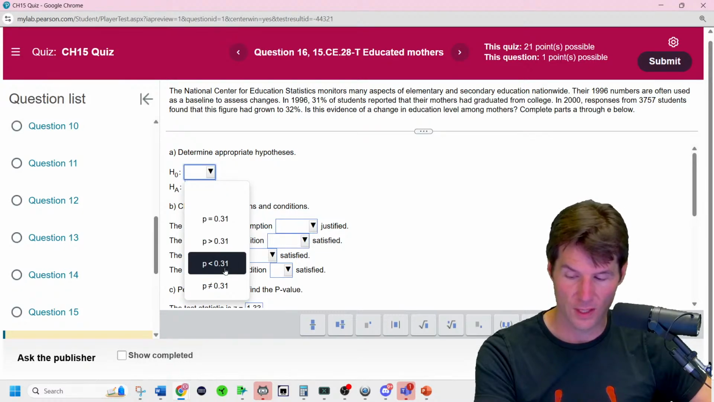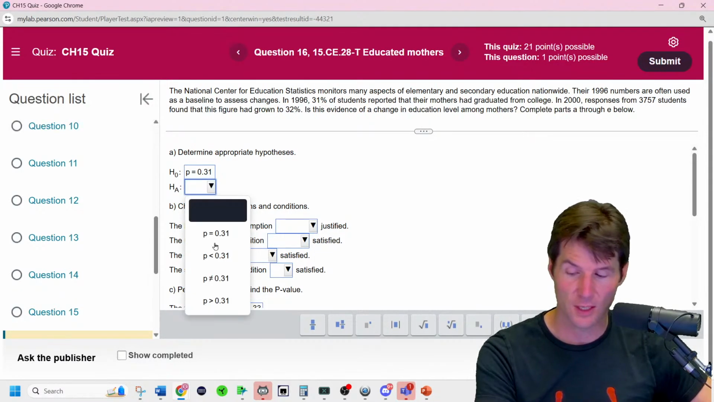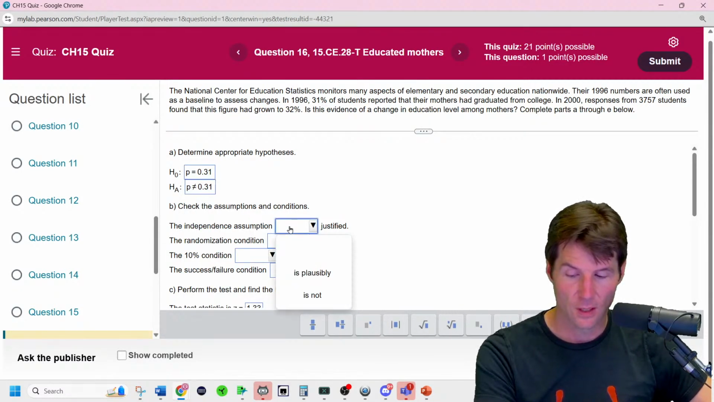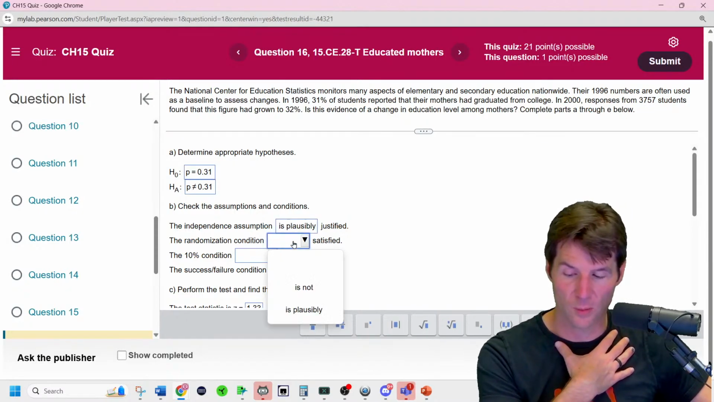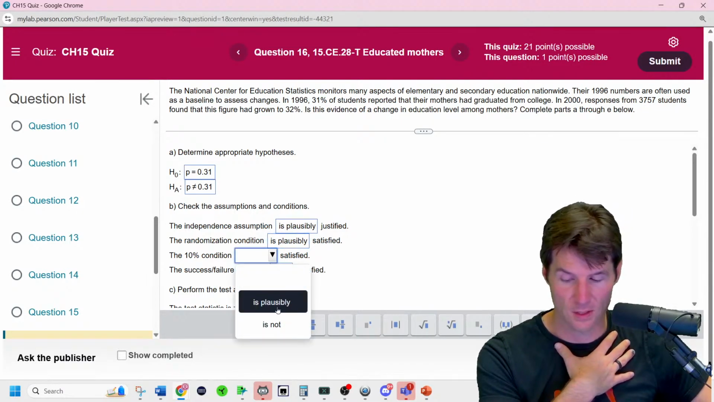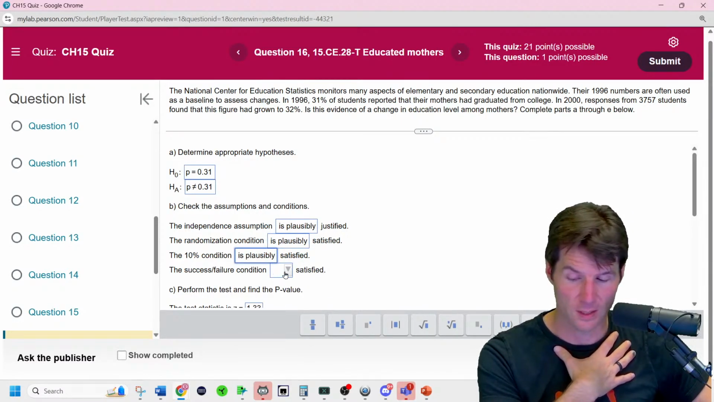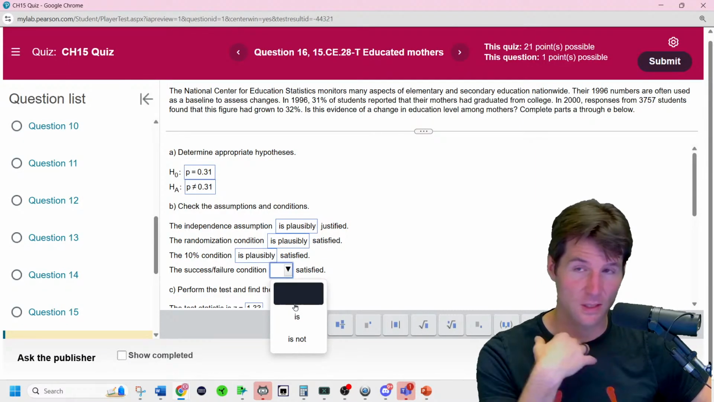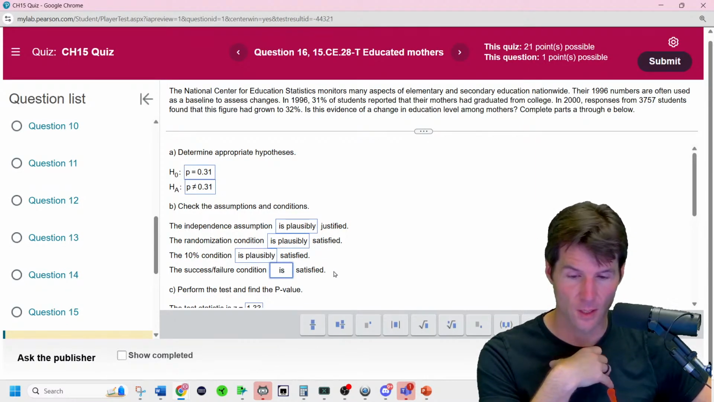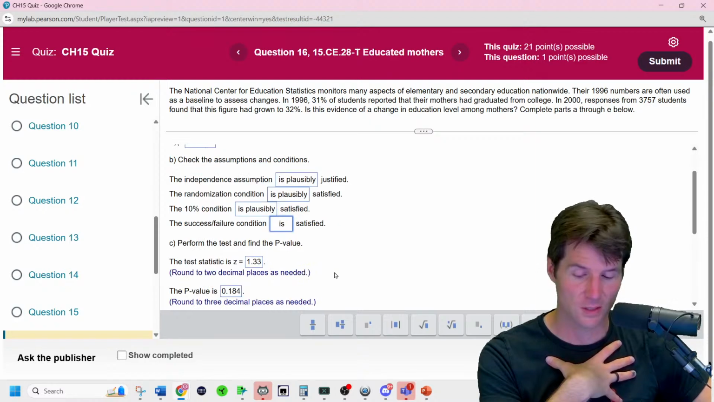The null was that it is equal to, because the null has the equal sign, and the alternative was that it's different. We can say that this is plausible randomized. I'd say it's more than plausible that we did less than 10%. And we do have at least 10 successes, at least 10 failures. That one is literally justified in our null hypothesis.